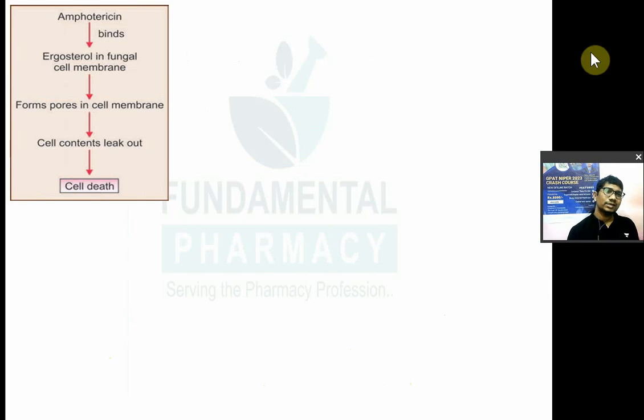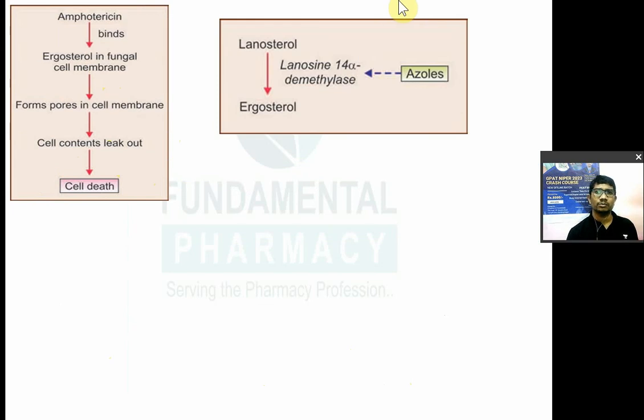Next we will see the mechanism of action of amphotericin. Amphotericin will bind to the fungal ergosterol in the cell membrane and will form pores in the cell membrane. There is a leakage of content outside and cell death occurs. Again you can see the mechanism of action of azole antifungals.